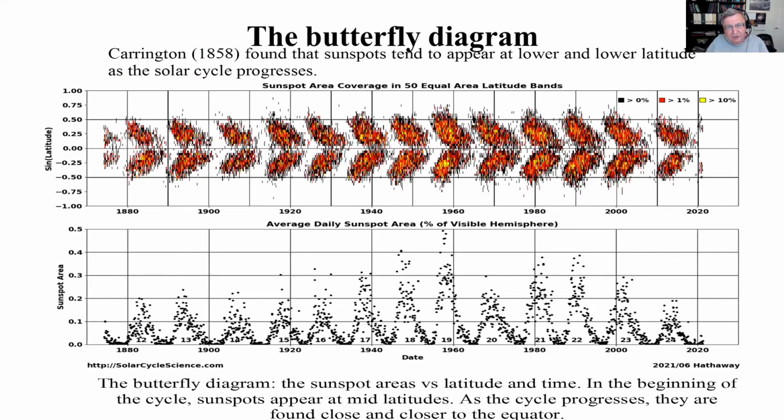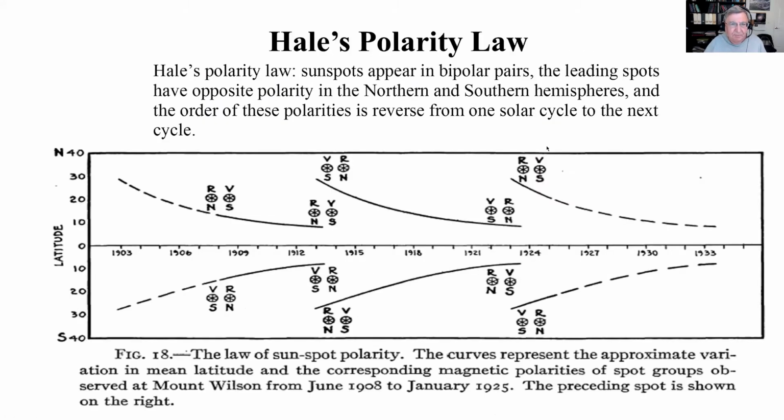And sunspots do not appear randomly on the Sun. They form a so-called butterfly diagram. At the beginning of each cycle, the sunspots start to appear at mid-latitudes. Then the sunspot formation zone migrates towards the equator at the end of the cycle. So this is the 11-year cycle in the butterfly diagram, and the dynamo theory also has to explain this.